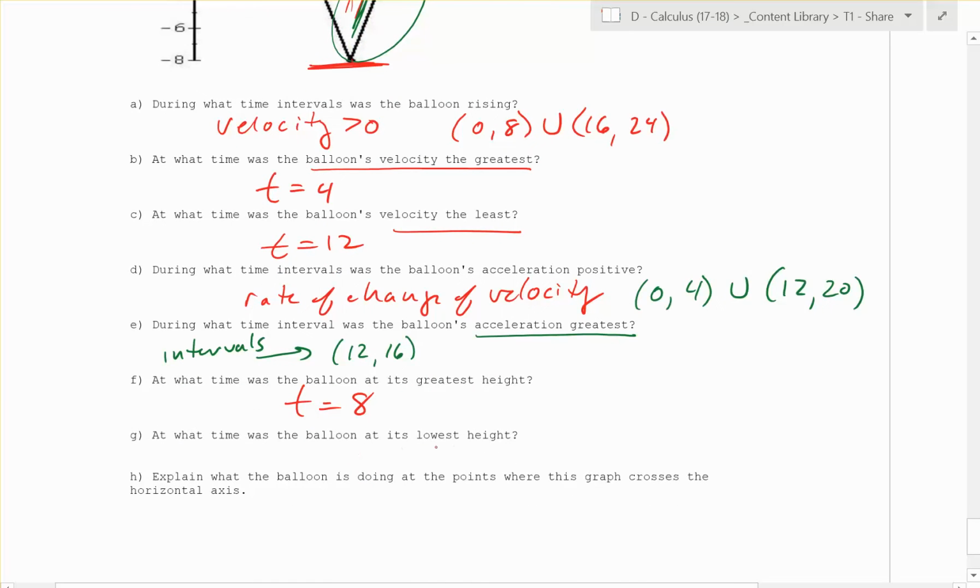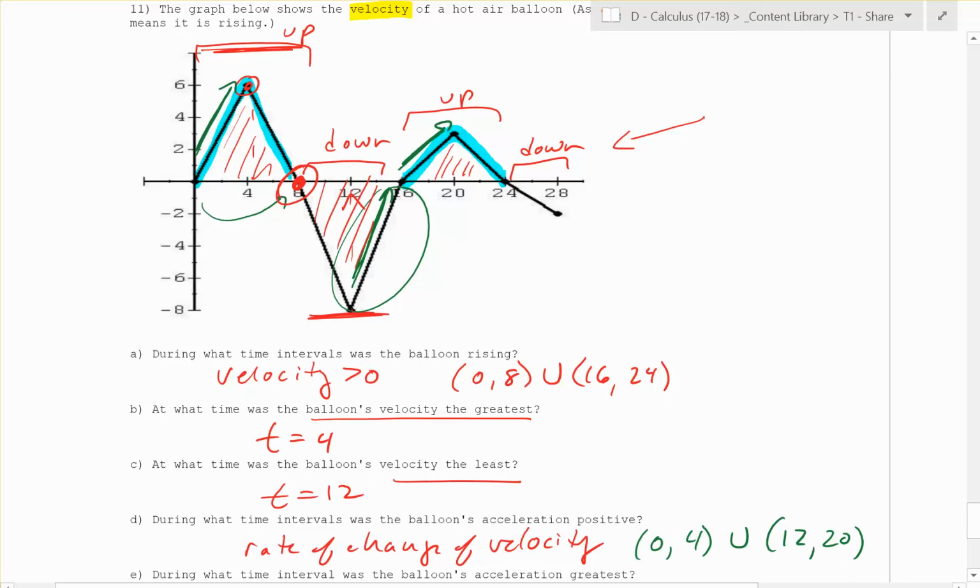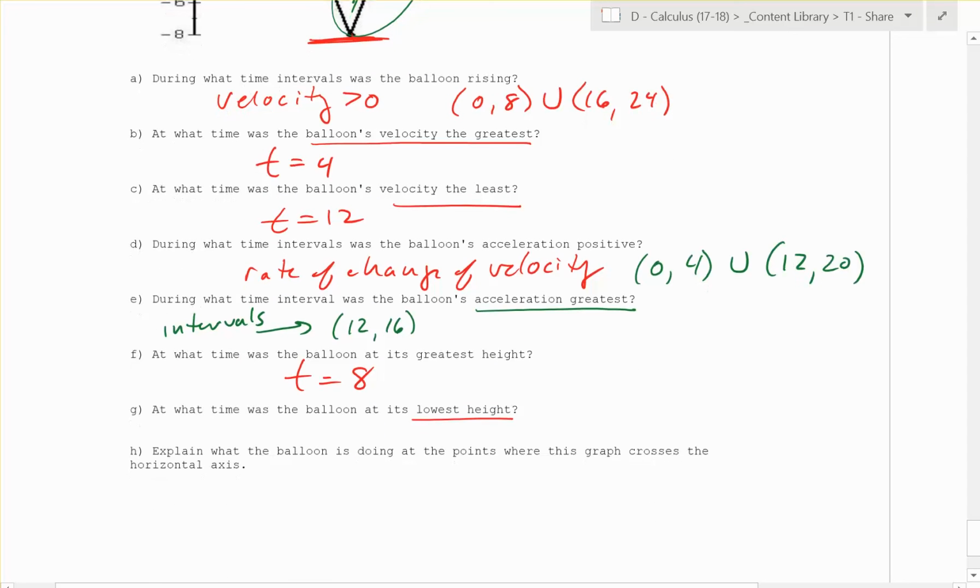At what time was the balloon at its lowest height? Well, that's when it goes down the most, and that's all the way, goes down, down, down. From 0 to 16, it's going down. So that's where it's going to be at its lowest point at 16. Time equals 16.